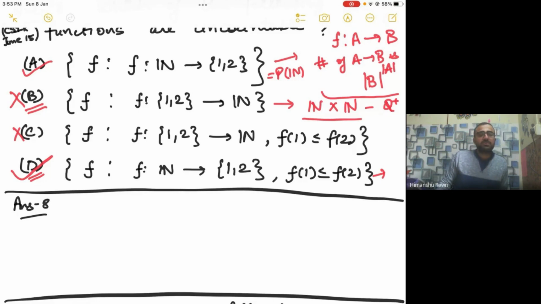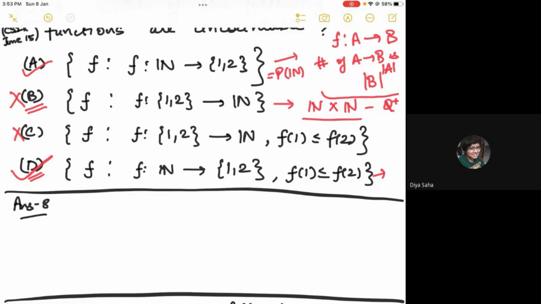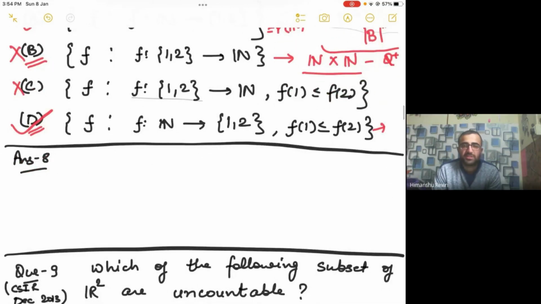Sir, if we choose 1 as the image of 1, then for 2 we can choose 2, and for other natural numbers we are free to choose between 1 and 2, so we will get 2 to the power cardinality of N minus 2. And if we choose f of 1 as 2, then we have to choose f of 2 as 2, and for other natural numbers we are free to choose. Yes, very nice, very good. So is this clear to everyone?